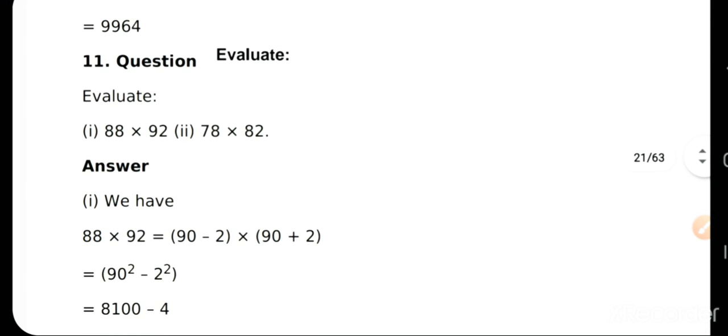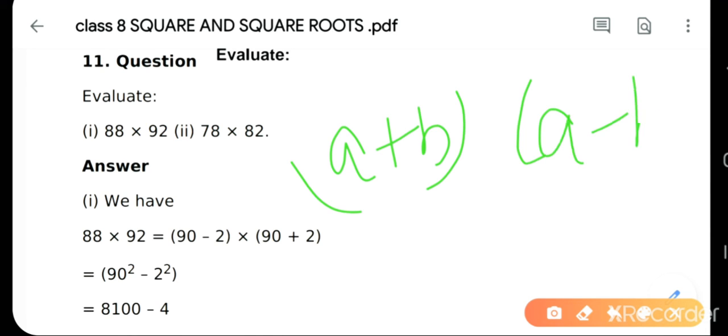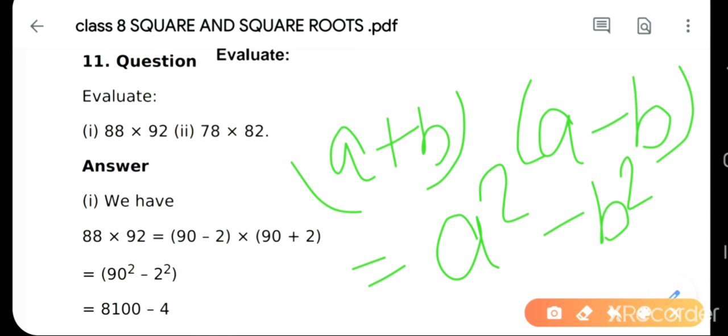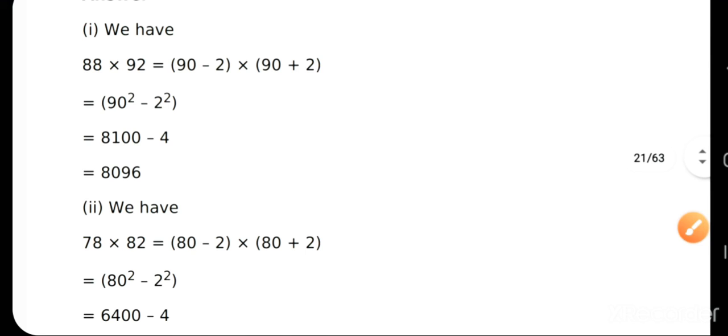Let's come to the next question, question number 11. Using the previous formula only, that is a square minus b square, (a plus b) whole square, (a minus b) whole square equals a square minus b square, you have to solve this. 88 can be expressed in terms of 90 minus 2, and 92 can be expressed in terms of 90 plus 2. You have to do it and you will have the answer. Never forget to use board maths, that is going to be very helpful in this.